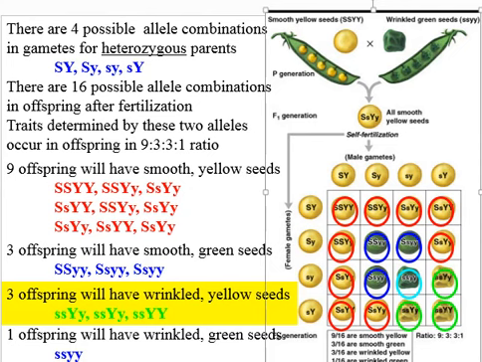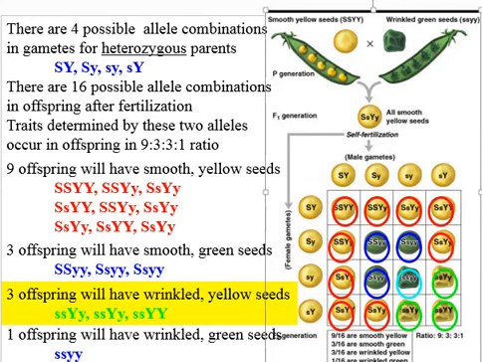And then 3 of them have at least one big Y, so they're yellow, but they've got 2 recessive alleles for smoothness, and they're wrinkled. 3 of these are wrinkled and yellow, 3 of them are smooth and green. That's the 9:3:3:1 ratio. The 1 is the proportion of the offspring that has both recessive alleles. It's got 2 little s's and 2 little y's. The probability is 1 out of 16, about 6%, that an offspring is going to have both recessive alleles.